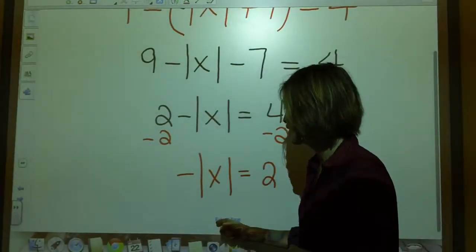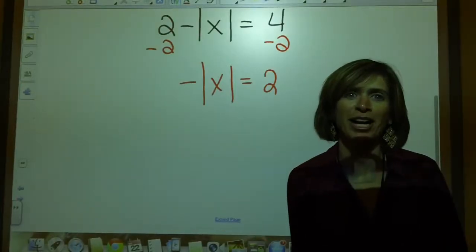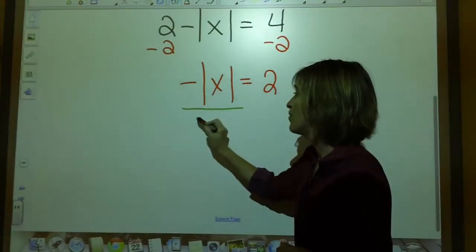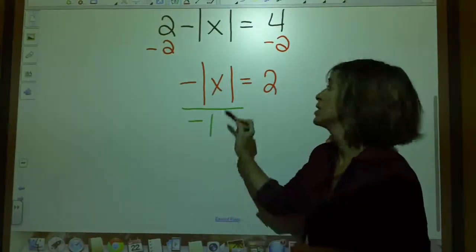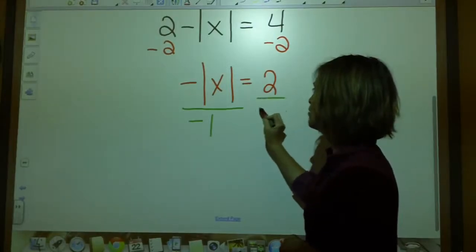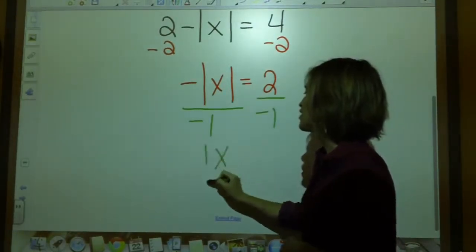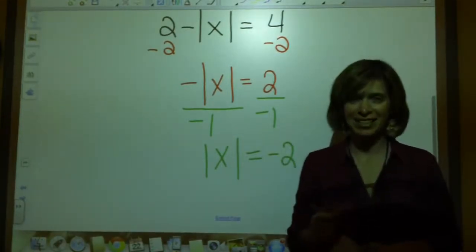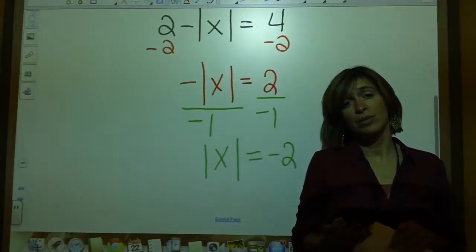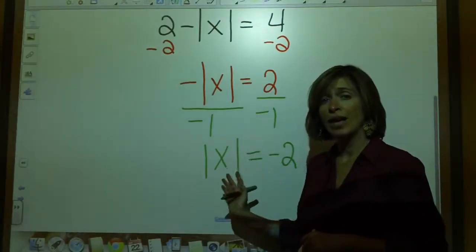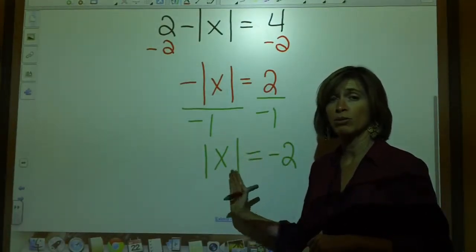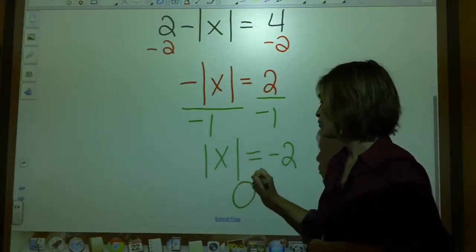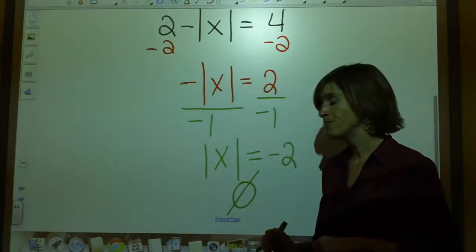Now here's where Coach Fred got a little tricky. I put the negative in front now. So we have to divide it. We need a positive value here. So we're going to divide both sides by negative 1. Now I get the absolute value of x equals negative 2. Yikes. Why is that tricky? Because we've talked about this. There's no value of x that you can plug in and take its absolute value that's going to give you a negative number. So therefore, no solution. Okay?